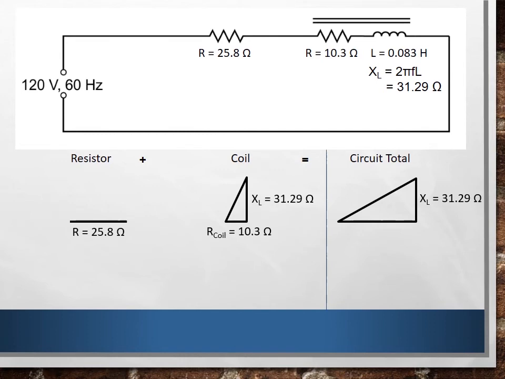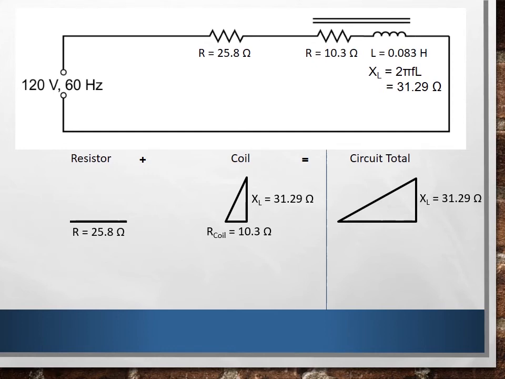Once I have my triangles in place, I can now put on the known values that I have. So I know what the resistance of my resistor is, 25.8 ohms. I know what the resistance of my coil and also the inductive reactance of my coil, so I can put both of those values in my coil slot. And you'll notice that my XL for my coil is the same XL in my circuit total. That is because that is the only inductive reactance in my circuit at all. So that just goes straight across.